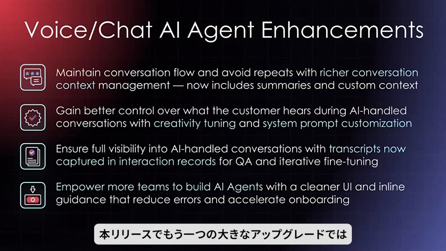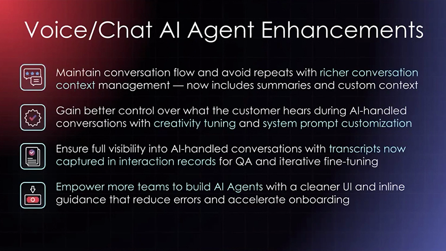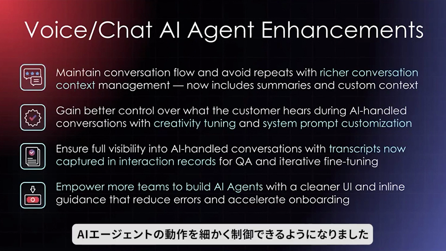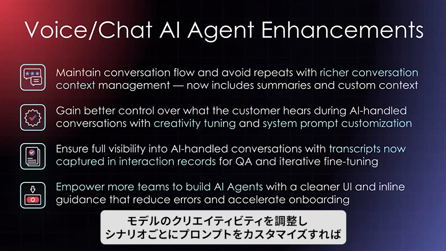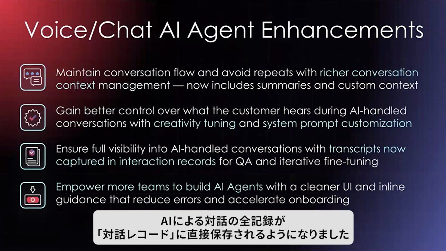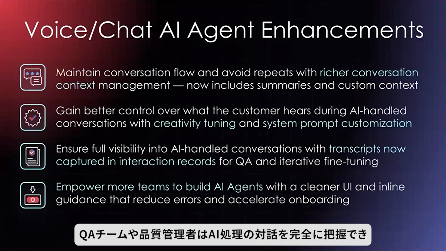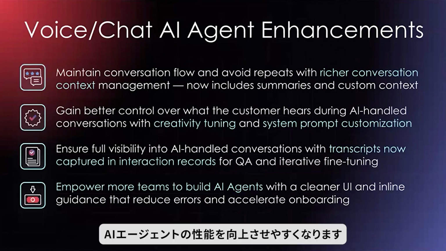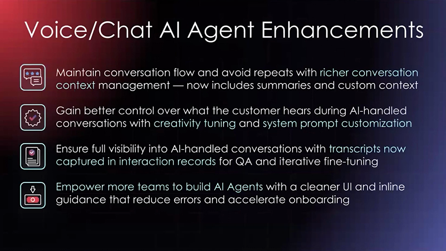Our next big upgrade in this release is that you now have greater control over the AI agent's behavior, with the ability to fine-tune the underlying model's creativity and customize the system prompt per scenario to ensure that every conversation hits the mark. On top of that, full AI conversation transcripts are now saved directly in the interaction records, giving your QA teams and quality managers full visibility over AI-handled interactions, and making it easier to iterate and improve your AI agent's performance over time.